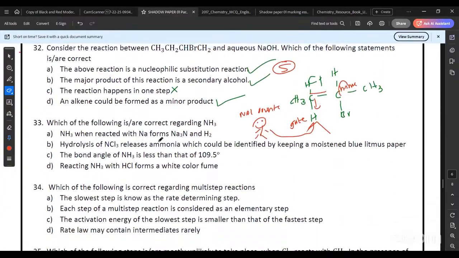Marking is correct there. 33rd one: which of the following statements is correct regarding ammonia? Ammonia when reacted with sodium forms Na3. No, people, nothing like that forms. Sodium amide is what forms. It's wrong. Hydrolysis of NCl3 releases ammonia which could be identified by keeping a moist blue litmus paper.